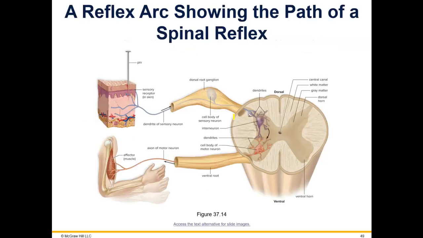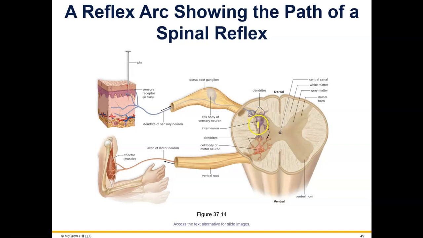So a reflex arc basically works like this. You have a sensory receptor, like in your skin. For example, if a pin pierces your skin, okay, you have a sensory receptor that feels that pain, sends the signal through the dorsal root ganglion. The dorsal root ganglion contains sensory neurons, okay? So sensory neuron signals go through that dorsal root ganglion. Dorsal means it's on the back side of your spinal cord.